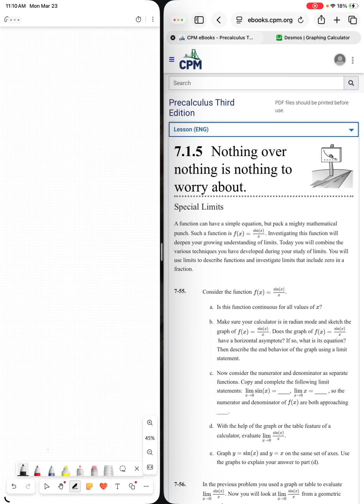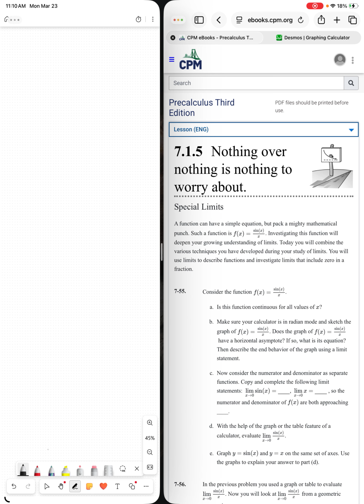Okay, lesson 715. Nothing over nothing is nothing to worry about. So functions can have simple equations, but pack a mighty mathematical punch, such as sine of x over x. Investigating this function is going to deepen your growing understanding of limits. So let's look at sine of x over x.